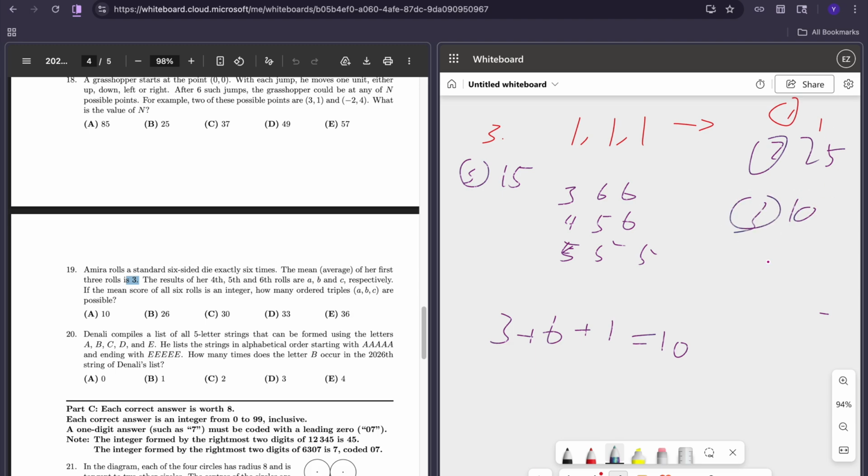Adding it all together, we get 36, which is E.